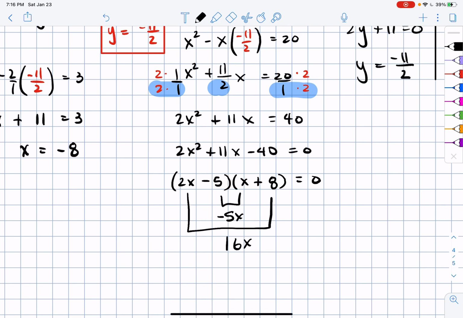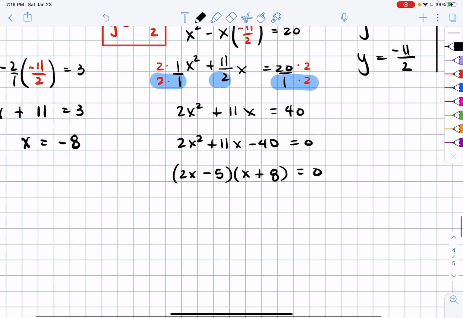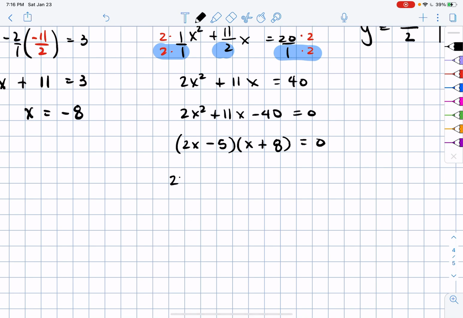So check it out. 2x times 8 is equal to positive 16. Negative 5 times x gives me negative 5x. So it does work. Wow, did I get lucky or what? Or maybe I'm just smart. So anyways, I get 2x minus 5 is equal to 0 and x plus 8 is equal to 0. So I get x is equal to 5 halves and x is equal to negative 8.